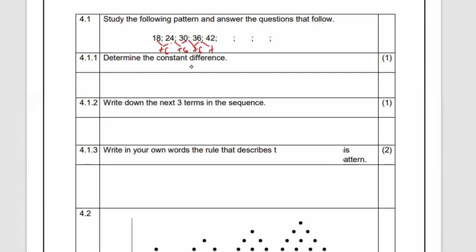So when you're dealing with number patterns, the number that you continuously add or subtract to create a pattern is what we call the common difference. Okay, so common difference, another term or another word that we normally use is what we call the constant difference. Okay, so 4.1.1, they're asking us for the constant difference. It's just a 6, 1 mark.